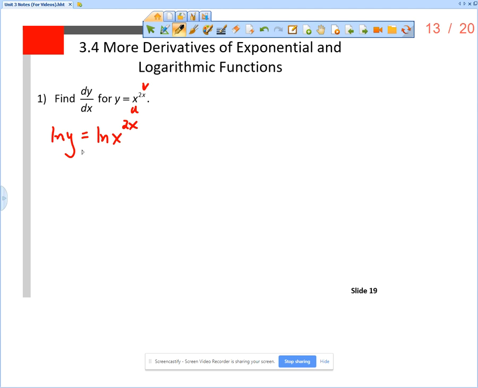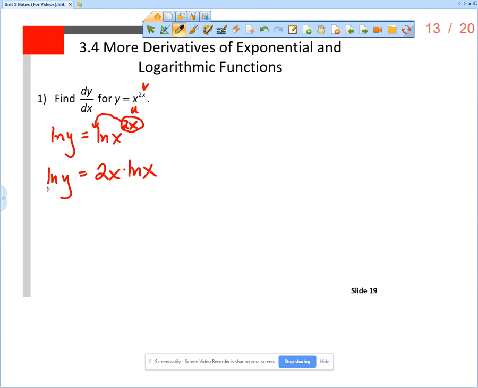All right, step two, simplify using properties of logarithms. So what we're going to do is we're actually going to rewrite the right side. So I'm going to take 2x and bring it in front as a product using the property of logarithms from slide 16. All right, so I have the natural log of y equals 2x times the natural log of x. So now what you should notice here is that I no longer have x in a power. And so I don't need to deal with that anymore. Now I am prepared to take the derivative.